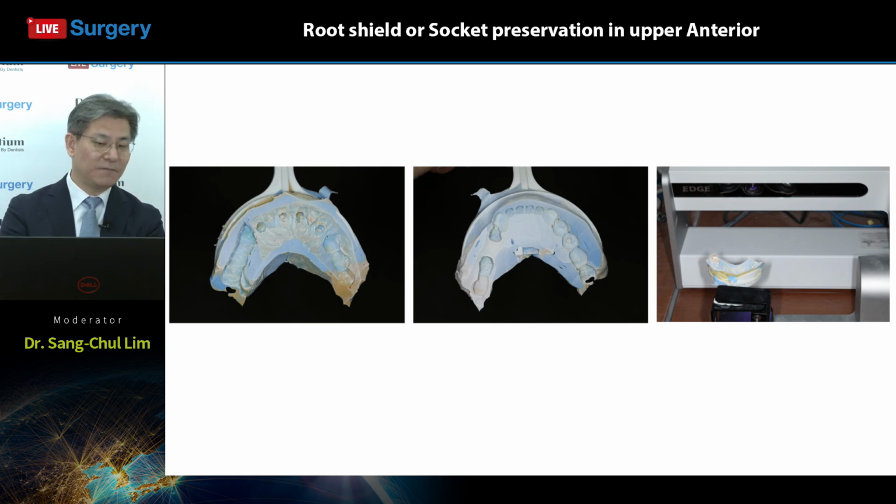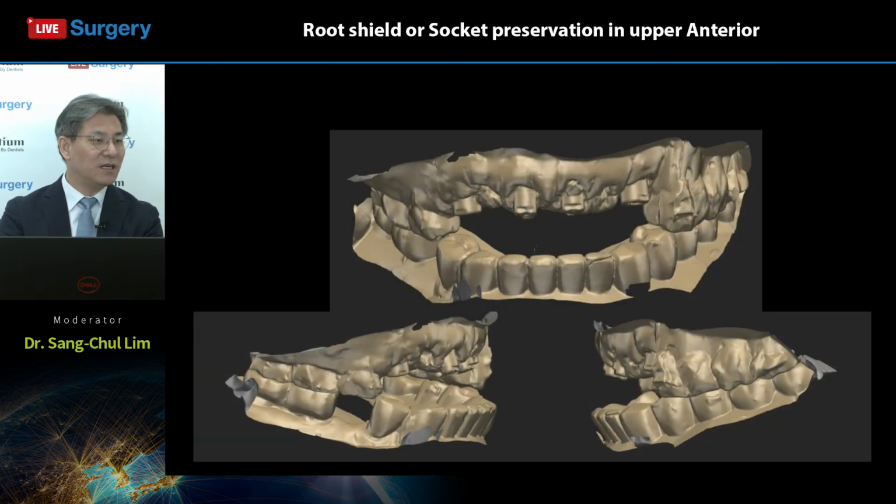So after this scanning, we can see very nice, well done digital files. This one is almost the same, I think better than the intraoral scanner, for more accurate digital information. So the patient is happy, and your staff and we can also be satisfied with this kind of method.